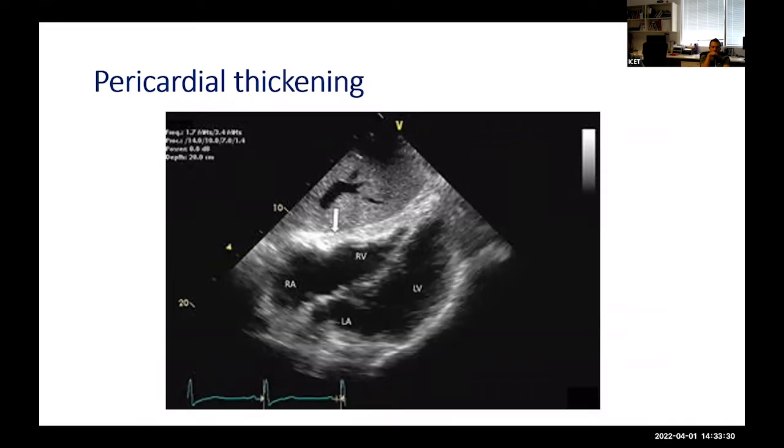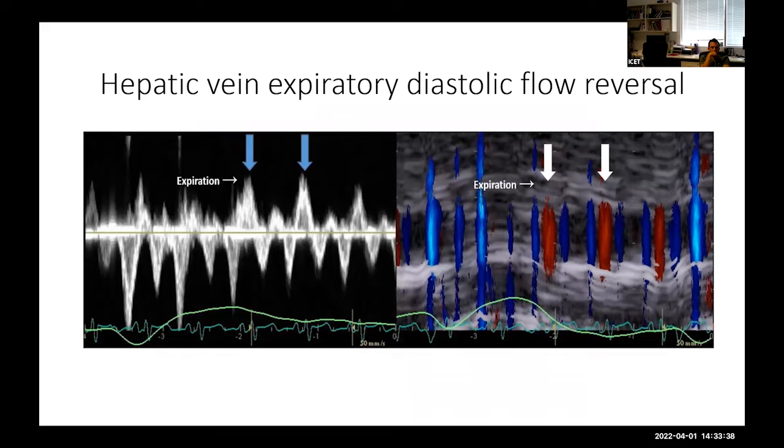So this is an example of what you might see with pericardial thickening. And this is an example of the hepatic vein expiratory diastolic flow reversal. So again, measure during the first beat that happens at the beginning of inspiration. So here we have the systolic wave, the diastolic wave, systolic, diastolic, systolic, and then we get flow reversal during diastole, which is more prominent during expiration.